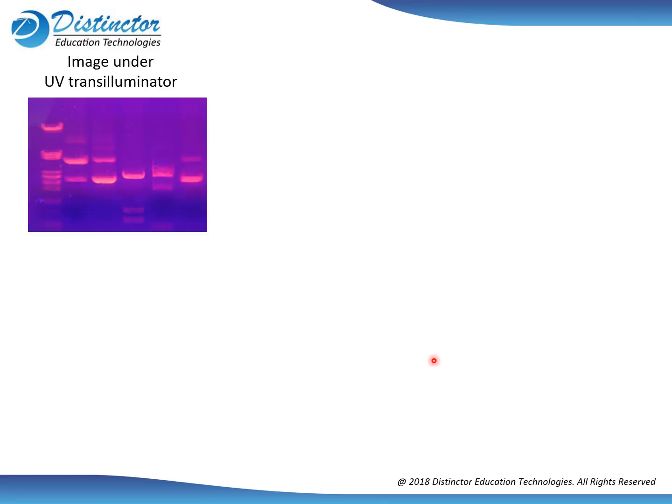Now this is how the image looks under the UV transilluminator. Only then can we see the DNA fragments. Once the electricity has passed, we take the gel and view it under a UV transilluminator. To see it under the transilluminator, we use ethidium bromide stain. The stain colors the DNA, so only then can we see it under the transilluminator. That is why it gives a pinkish orange color. That happens because of the ethidium bromide dye.